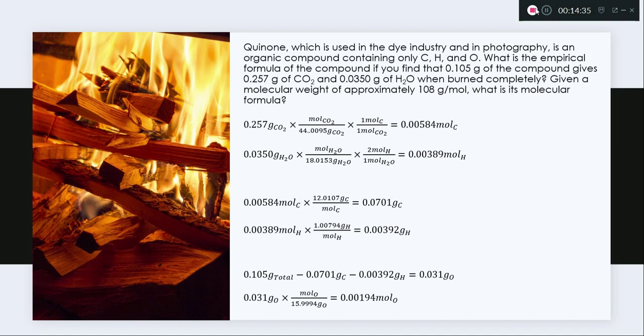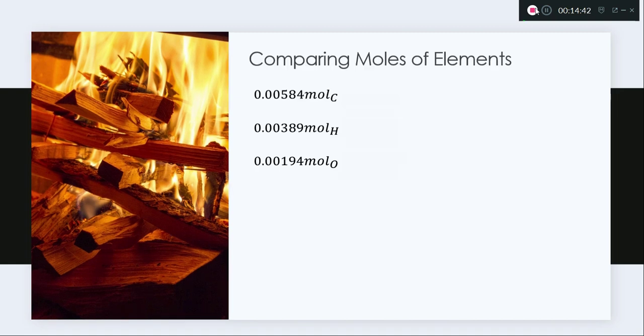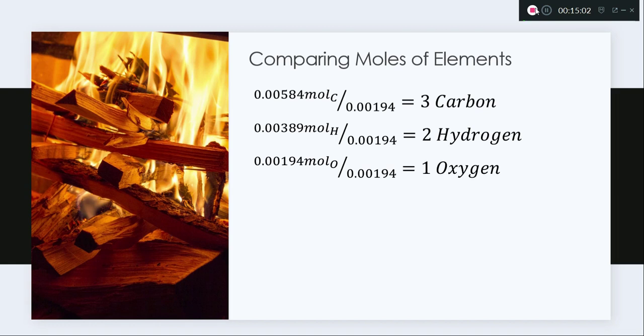So I have the moles of carbon, the moles of hydrogen, and the moles of oxygen, and those things do not look anything like one another. So what I need to do is take my 3 sets of moles. And again, what do you do when you have moles of 3 different elements in a compound and are determining the empirical formula? You divide by the smallest, which is the moles of oxygen. So I divide by the 0.0194. And lo and behold, it comes out to be really, really close to 3 to 2 to 1. So the empirical formula is C3H2O1.